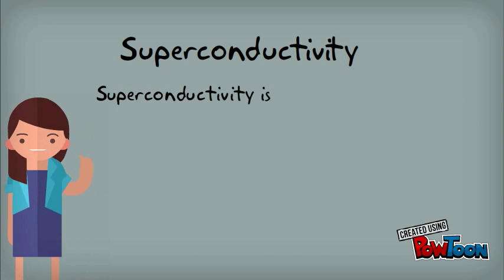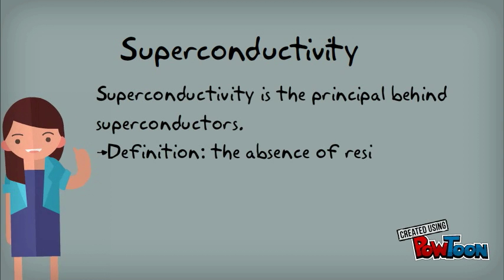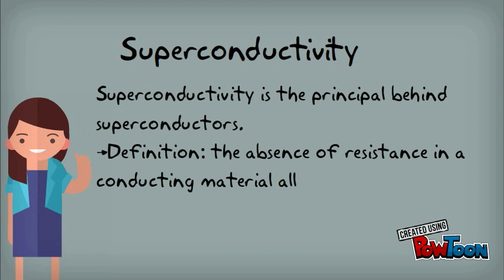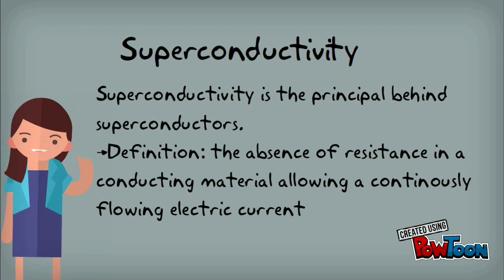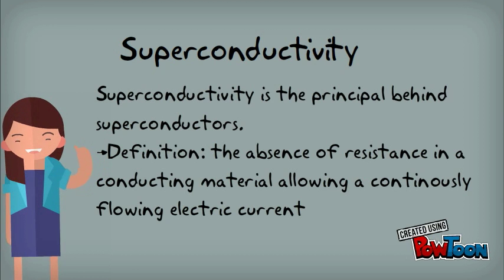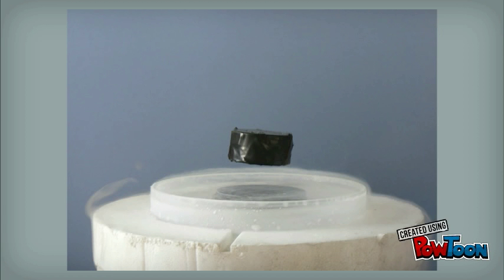To fully understand superconductors, you must understand superconductivity, the principle behind superconductors. The definition is the absence of resistance in a conducting material, allowing a continuously flowing electric current. Each superconductor achieves superconductivity at a critical temperature. In this picture, the magnet can float due to the superconductivity of the superconductor and the Meissner effect.